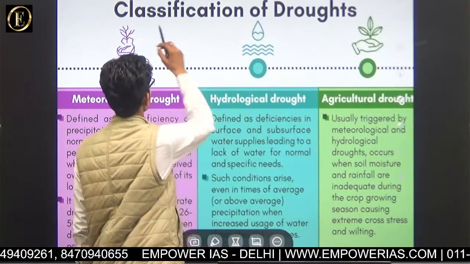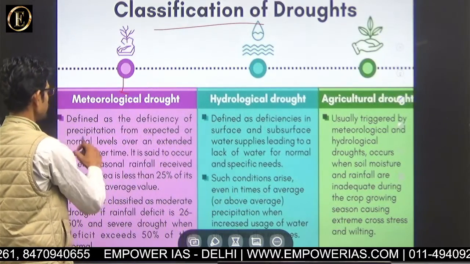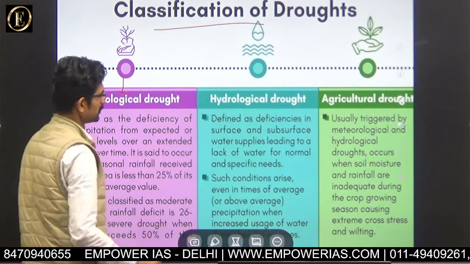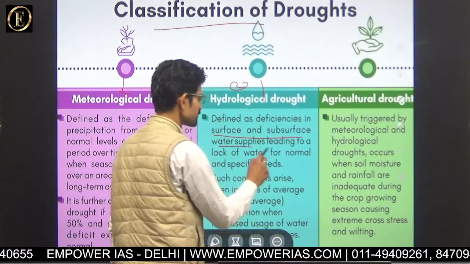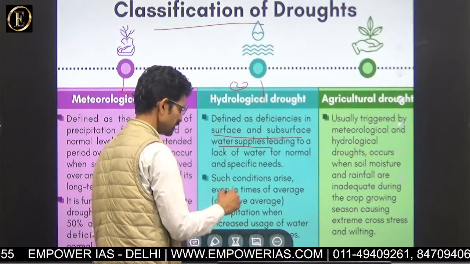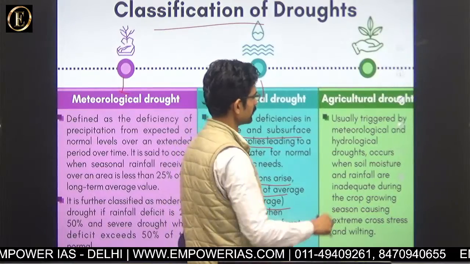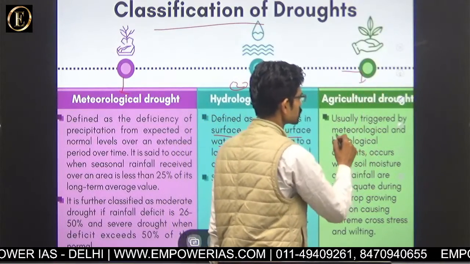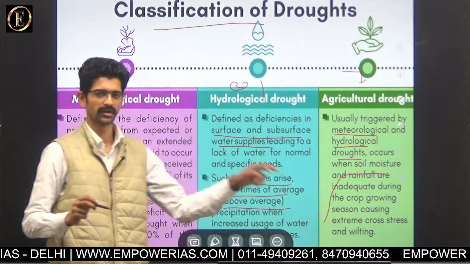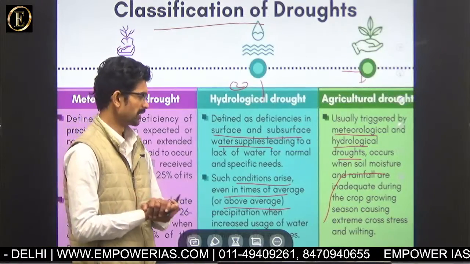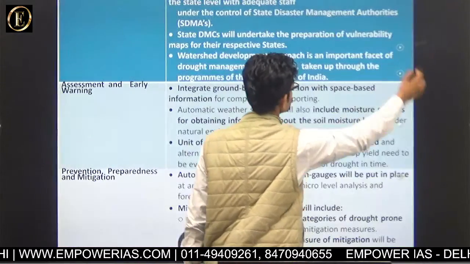So classification of drought again goes for meteorological, which is defined as the deficiency of precipitation from expected to normal level. Then hydrological drought, which leads to deficiency of surface and subsurface water and leading to the condition arising even in the times of average or above average rainfall. Then agricultural drought, which occurs when there is moisture and rainfall deficiency in the overall scenario. Remember this fact again for your prelims as well as mains point of view.